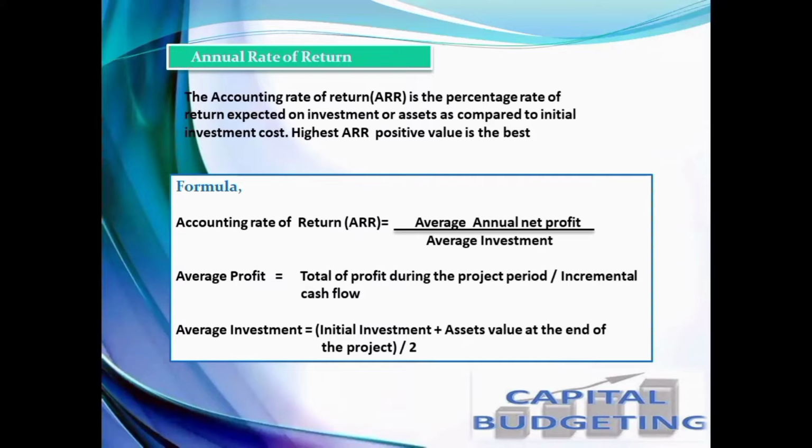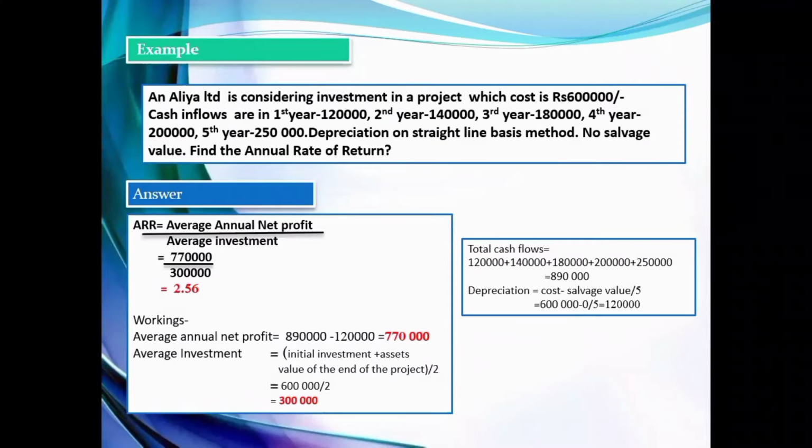Average profit is the total of profit during the period. Average investment is initial investment plus assessed value at the end of the project, divided by 2. Okay, let's see how to calculate annual rate of return according to this example. Annuity Limited is considering investment in a project which costs 6 lakhs. Cash inflows are, in the first year 120,000, second year 140,000, third year 180,000, fourth year 2 lakh, fifth year 250,000. Depreciation is on straight line basis, no salvage value. Find the annual rate of return.